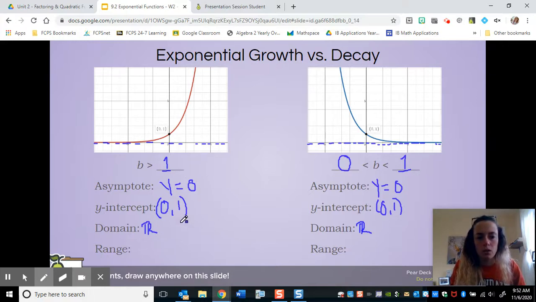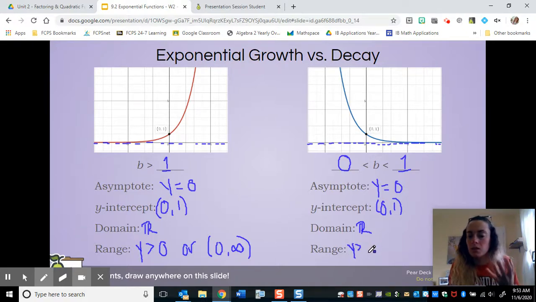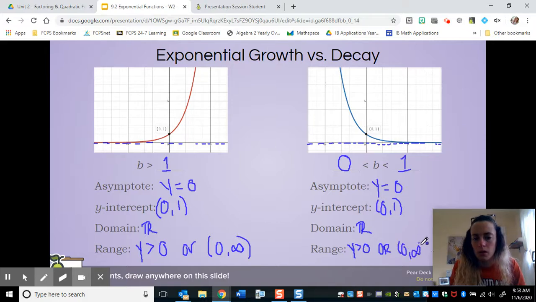Your range is also dependent on your asymptote. If you notice for both graphs, my graph is above or greater than my asymptote. And so I could say that my range is y is greater than 0, or if I prefer interval notation, from 0 to infinity. So note that we're not including the asymptote. You can never include the asymptote in your range in this case, just because, again, it's not going to touch the asymptote at all. So we're strictly greater than the asymptote, or using parentheses, meaning we're not including it.